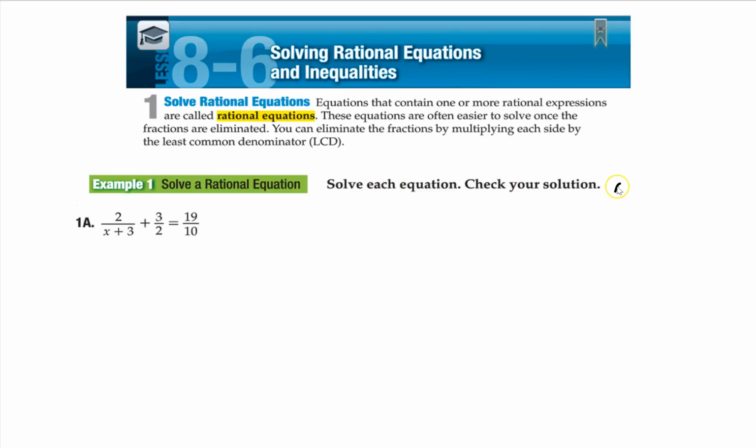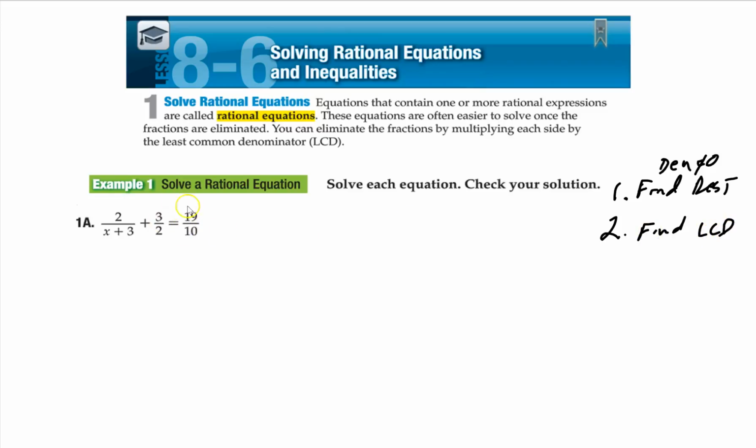Step 1 is to find your restrictions. If you remember when we did that earlier, find restrictions. Always set the denominator equal to 0, because those are the numbers x can't be. So find your restrictions. And then step 2, we're going to find the LCD.